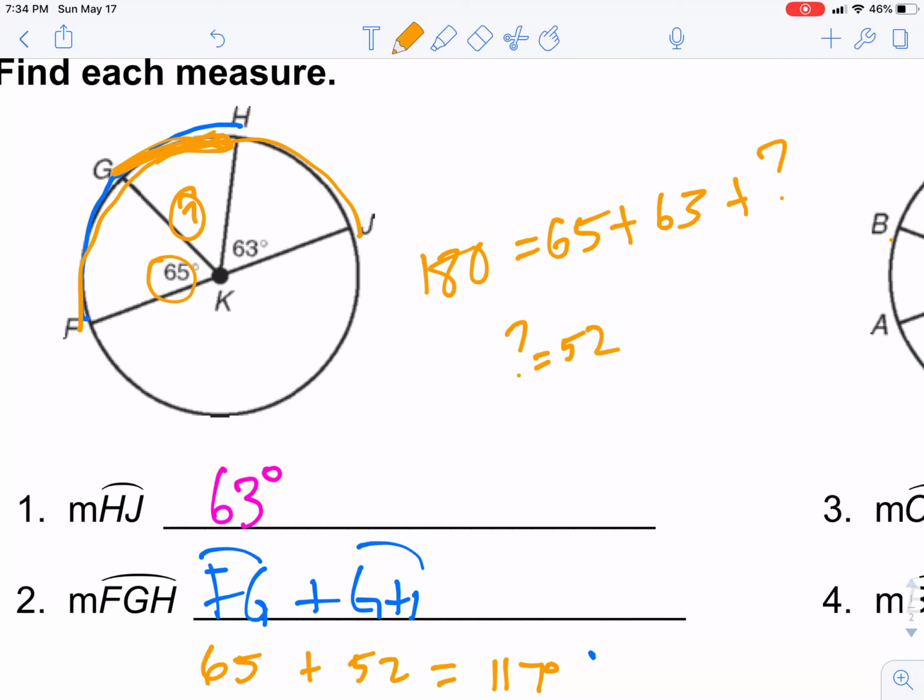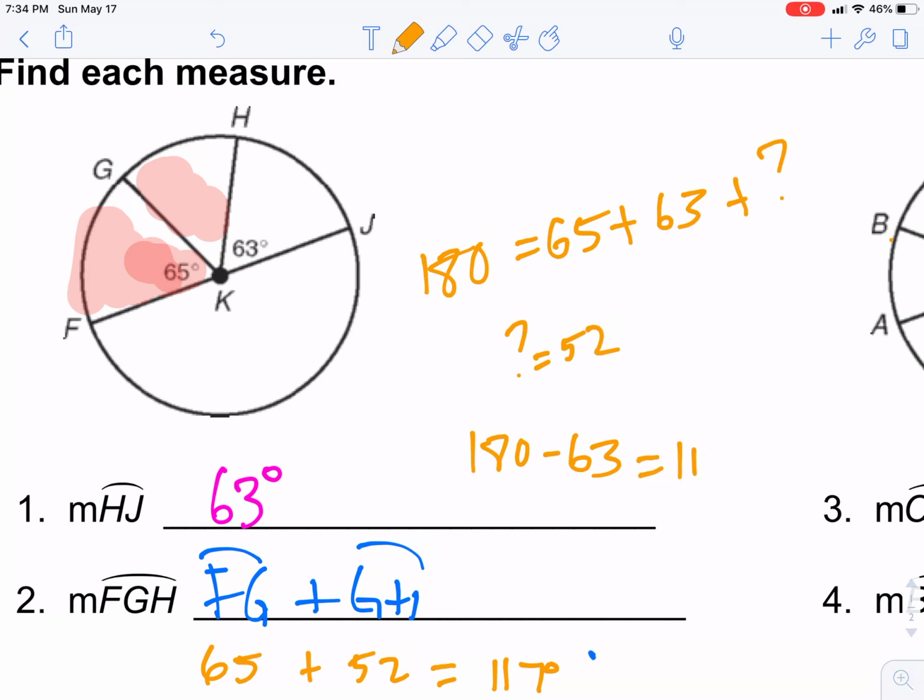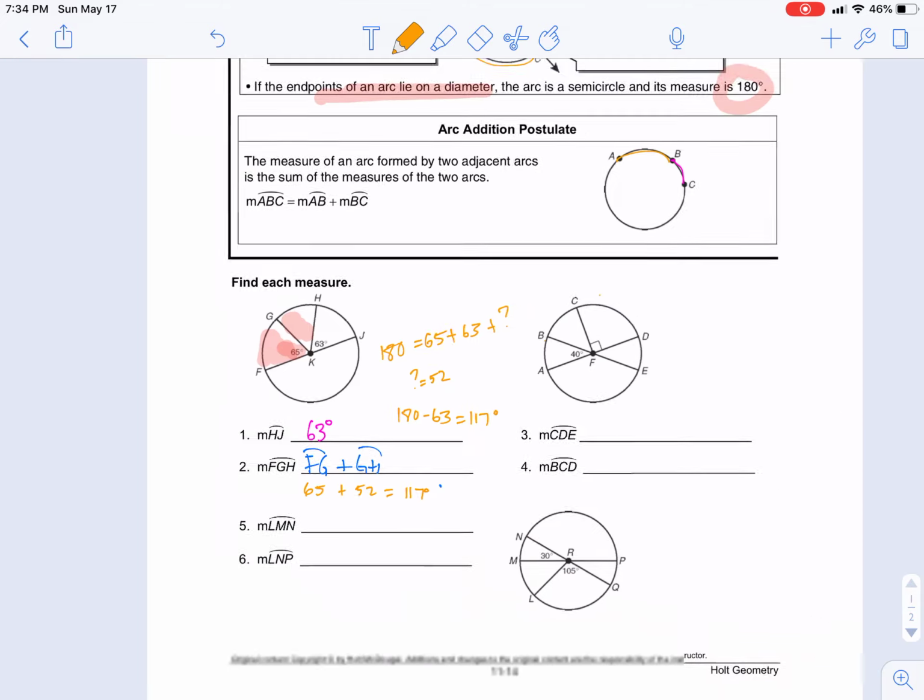Okay, we could also get that by basically thinking of it as 3 parts that are adding up to 180. But the only part we don't want is 63, so you can actually do 180 minus 63, and that's going to give you 117 degrees as well. So a couple of different ways to look at this. Your brain's going to show you one way, and that's cool.